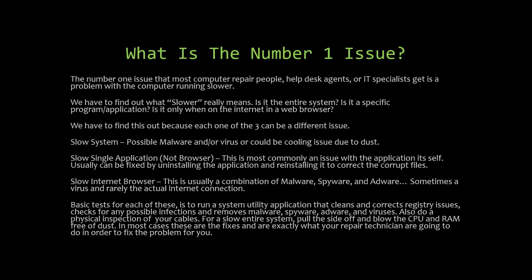A slow internet browser is usually a combination of malware, spyware, and adware. Sometimes it's a virus, but not as often as you would think. Most of the time it's malware. Or, as a very, very rare possible problem, it could be the internet connection itself. This is where you're going to want to run utility software, antivirus, anti-malware, spyware, adware applications to clean out the system. Most of the time, whenever you connect back up to the internet, you will find you're good to go. Basic tests for each one of these is to run a system utility application that cleans and corrects registry issues, checks for any possible infections, and removes malware, spyware, adware, and viruses.